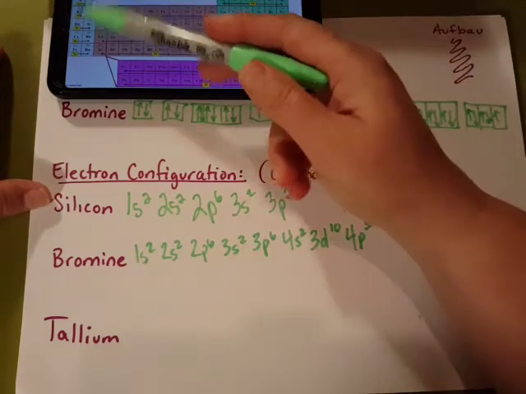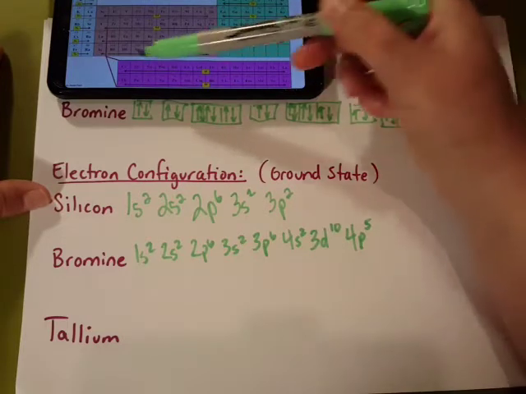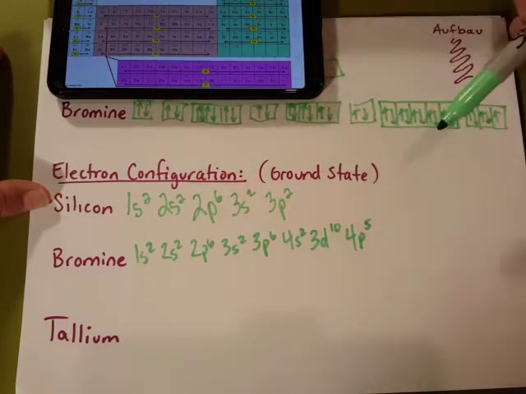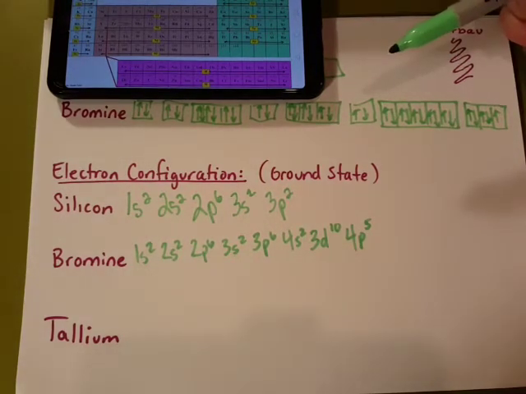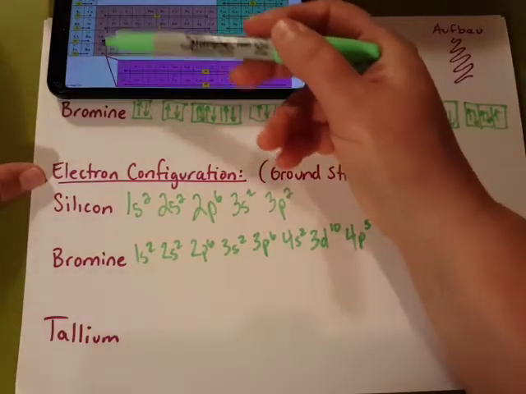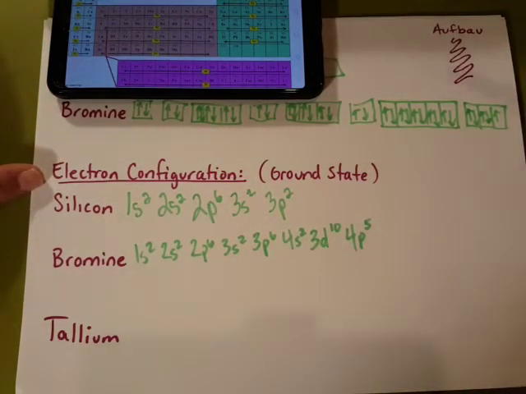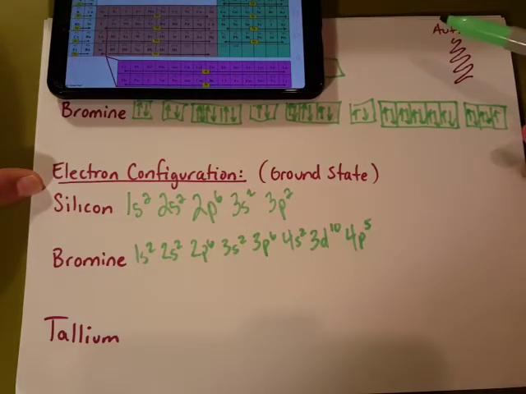So we have S, D, P, and then these guys at the bottom are F orbitals. There are 7 of those F orbitals, and each orbital takes 2 electrons. And we remember how it sort of fits in here. We have to follow our Aufbau diagram to see how that actually fits in.